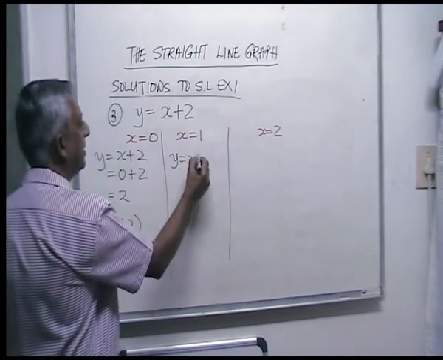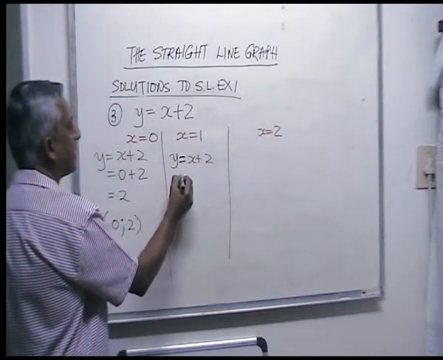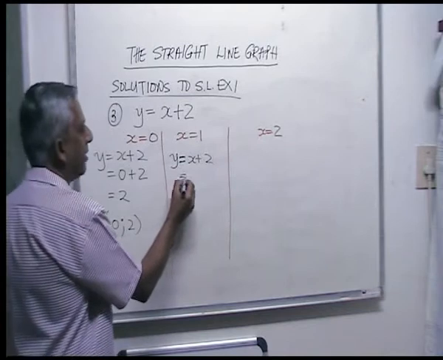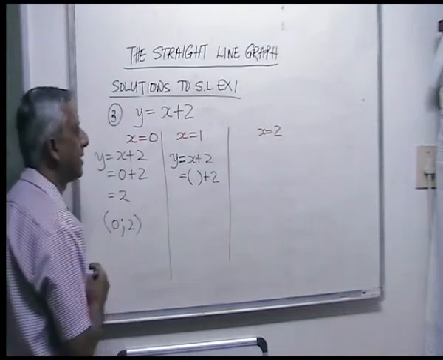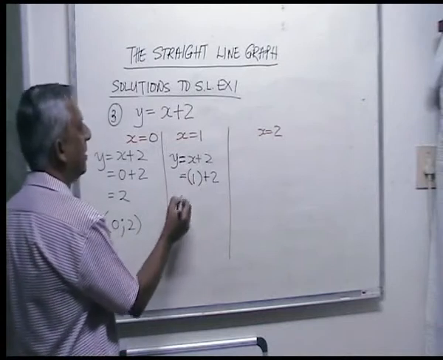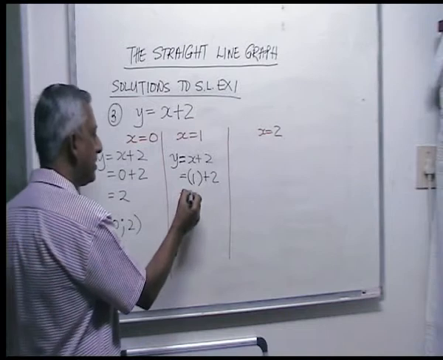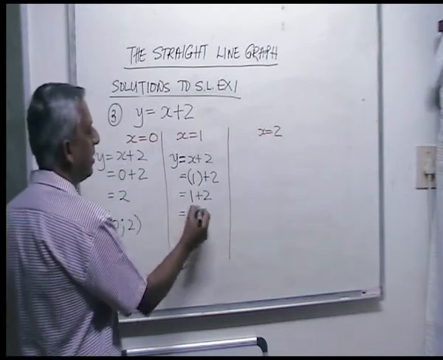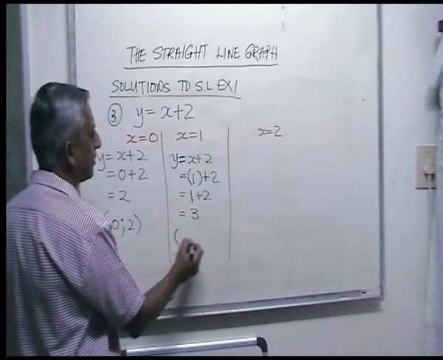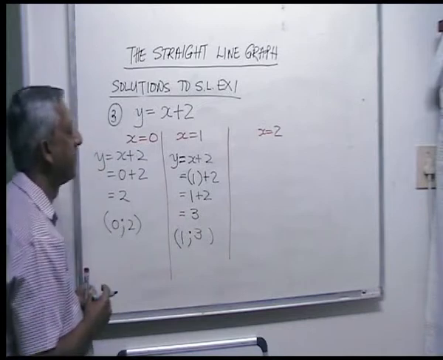Y is equal to x plus 2. You see, I got only 1 over here, so I can just write the answer straight. But if you tell me, no, you must put the bracket because you're told about bracket before, I'll write it like that. Then you put your 1 inside. Then plus 1 is understood. 1 times 1 is 1 plus 2. 1 plus 2, 3. So your ordered pair here is 1, 3.